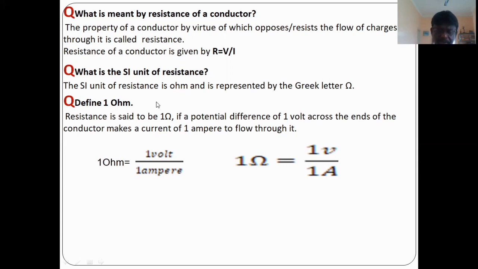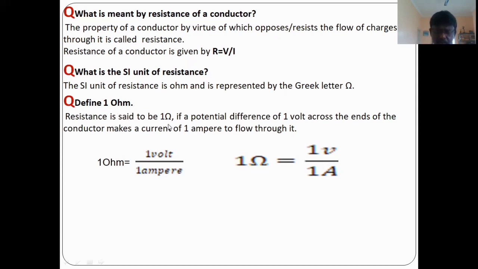Let us now try to define 1 ohm. We know the formula for R. It is R equals V by I. The SI unit of R is ohm, the potential difference is in volt, and current I is measured in ampere. Hence, to be 1 ohm, what should be V, what should be I? Just here you see, define 1 ohm.